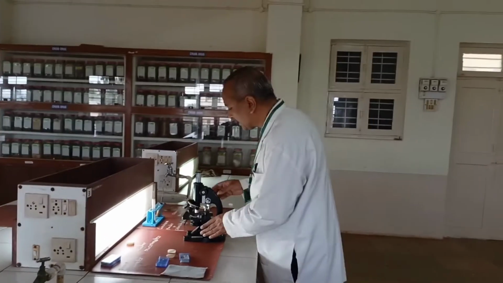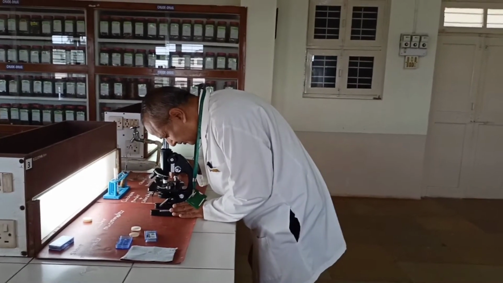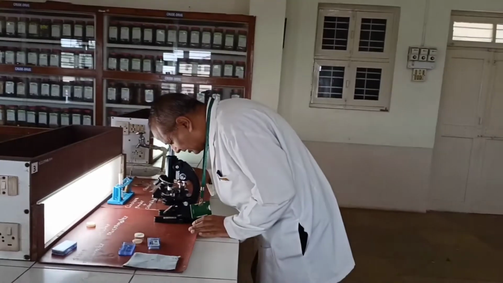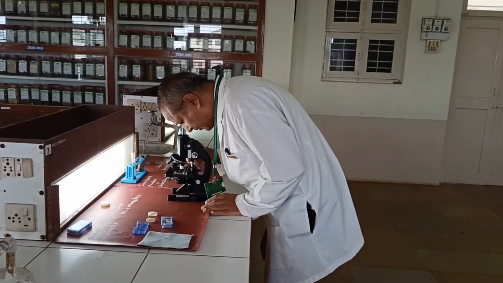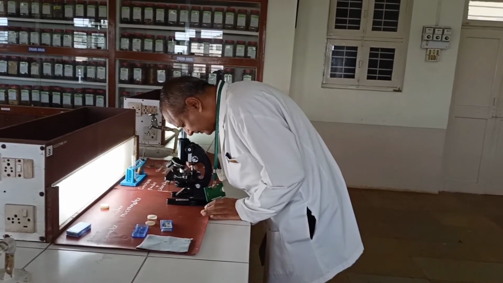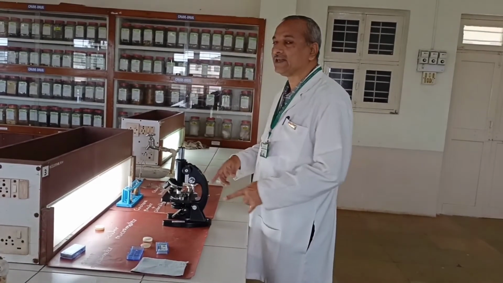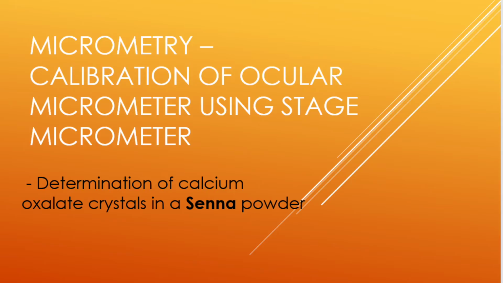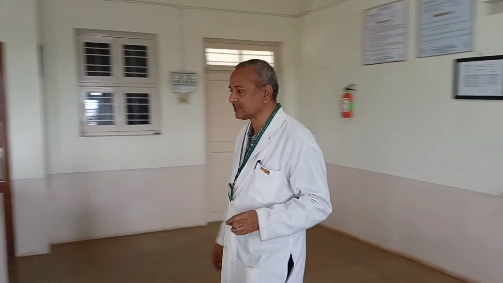So already we have established this property of superimposing of the stage as well as the ocular micrometer. Then the 10th division of the stage micrometer is coinciding with the 7th division of the ocular micrometer, and that is what is focused here. Determination of calcium oxalate crystals in Senna powder.